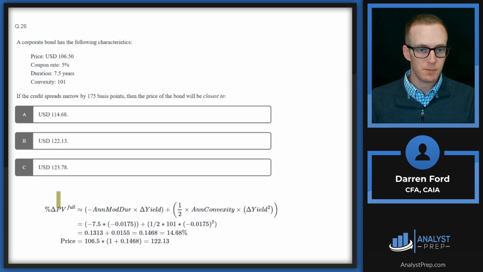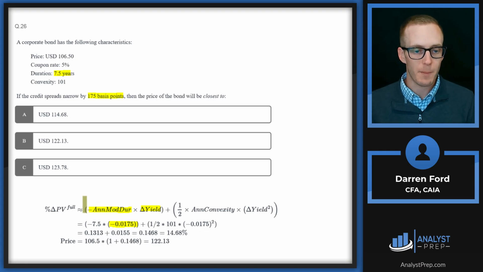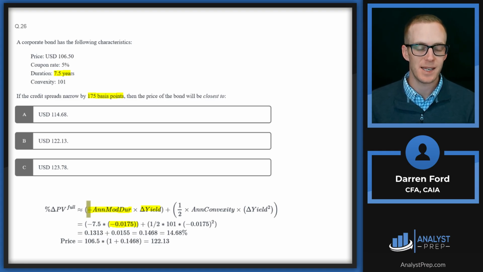So our change in price is going to be approximately equal to modified duration, which we're given at 7.5. And we're multiplying that by our change in yield, which is narrowing or decreasing by 175 basis points. So we can see that decrease here as a minus 0.0175. And remember, our modified duration is always put in as negative in our formulas because bond prices move inverse to rate changes. So if bond yields fall, the price goes up.